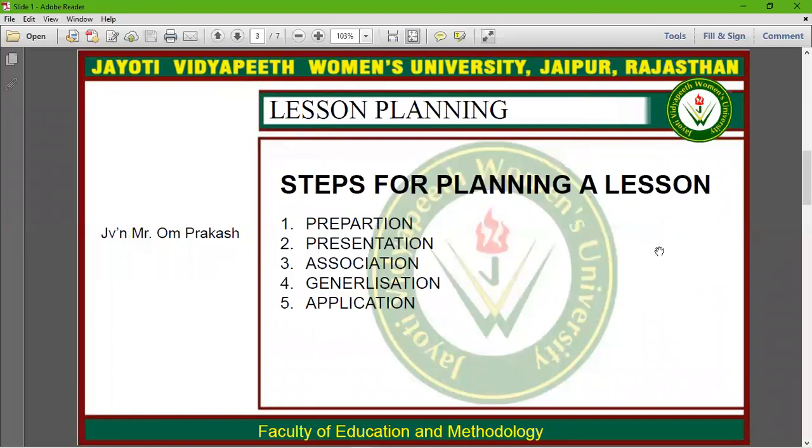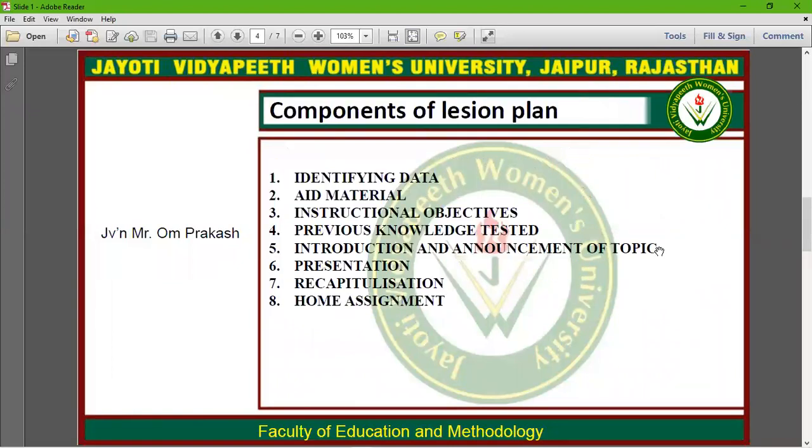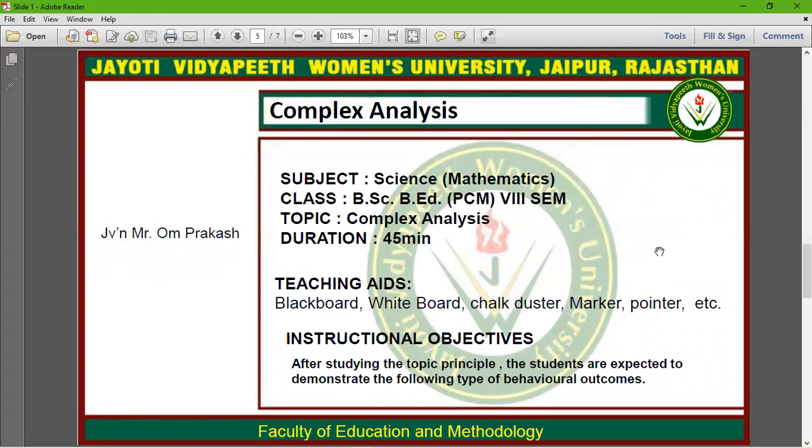These are the lesson planning steps. These are the components of a lesson plan. In this class, I will cover some basic concepts on linear transformation in conformal mapping.